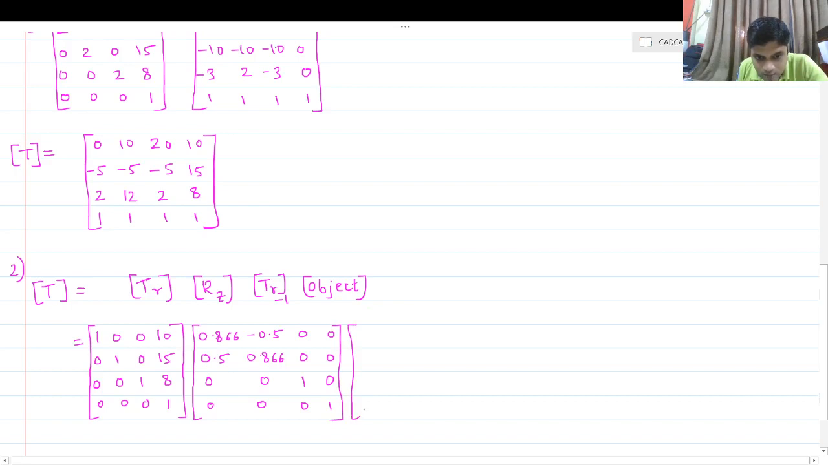Then I have the back translation matrix. So it is 1, 0, 0, minus 10, 0, 1, 0, minus 15, 0, 0, 1, minus 8, and 0, 0, 0, 1. This is the back translation matrix multiplied by the object matrix. Now the object matrix is the same object matrix we are taking. So it is 5, 5.